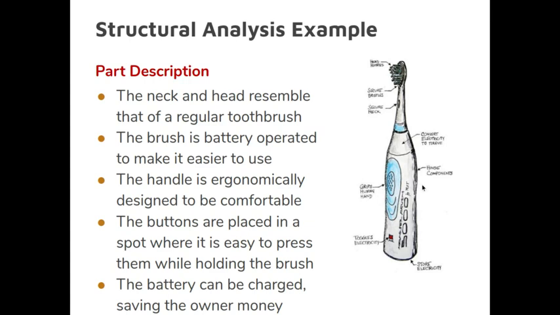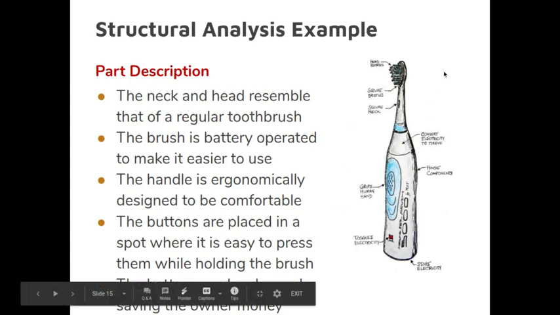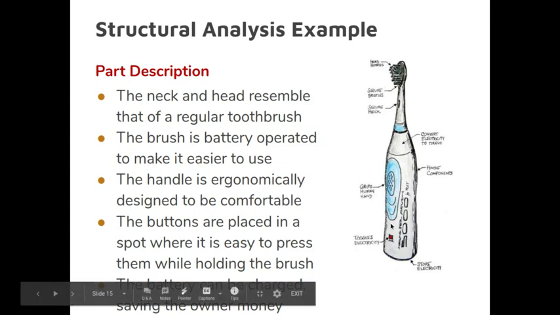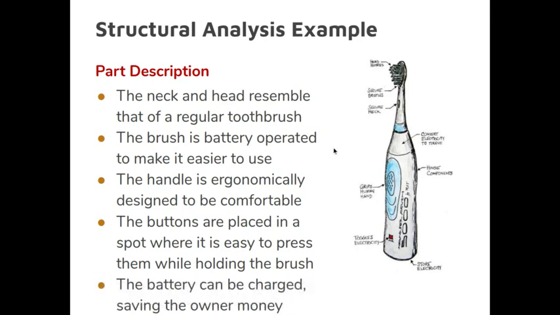You got some padding where you grip it. And the buttons are placed in a spot where it's easy to press them while you're holding the brush. Your thumb is going to wrap right around here, so it's easy to push that button while you've got the toothbrush in your mouth. And then lastly, the battery can be charged, saving the owner money. It's not like you're having to buy AA batteries every few weeks to replace the batteries that you're using. Okay? There's a switch right here and then a battery, and you can plug it in down here at the bottom. Okay? So this is the part description for your structural analysis.